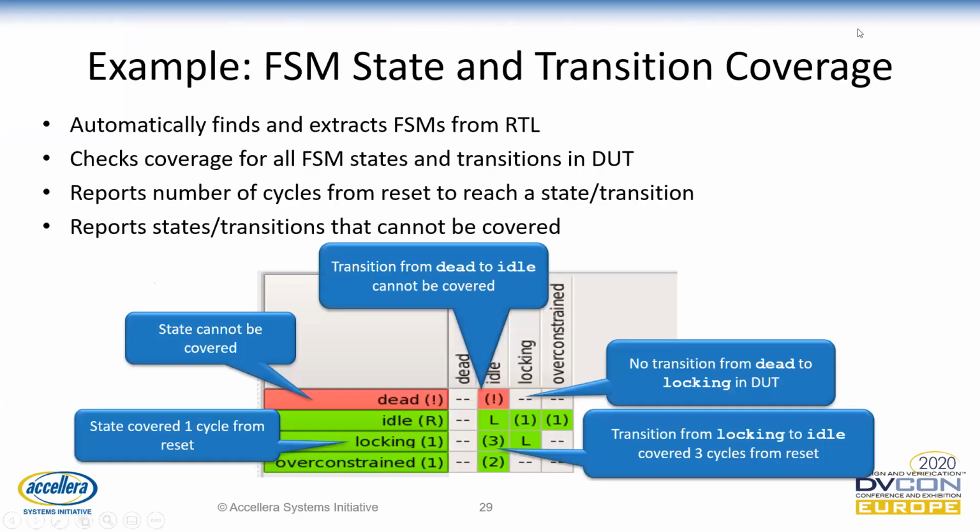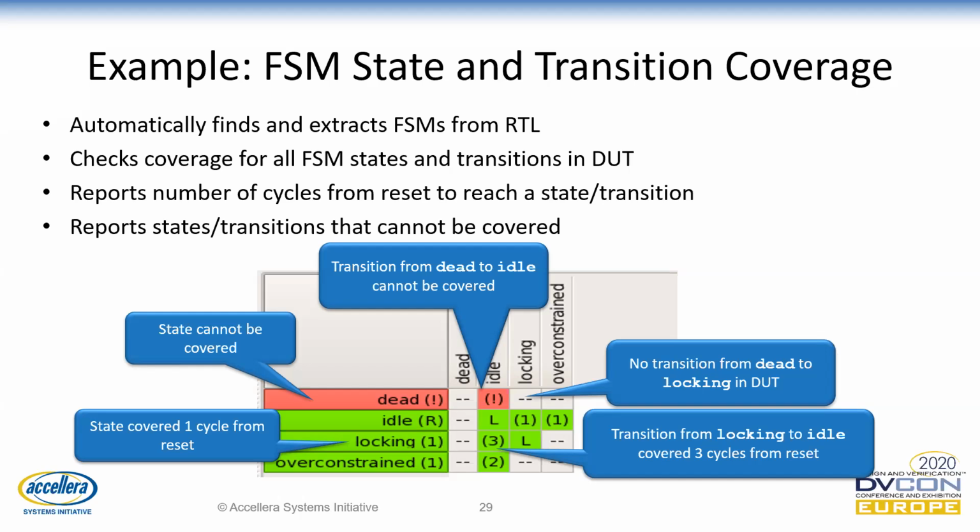Another example is FSM state and transition coverage. OneSpin's formal technology can find and extract FSMs from RTL automatically, check coverage for all FSMs, states and transitions in DET, report the number of cycles from reset to reach a state or state transition, and report state transitions that cannot be observed. This ends up in a nice matrix view of the pairs of states and transitions, which makes the analysis much easier.